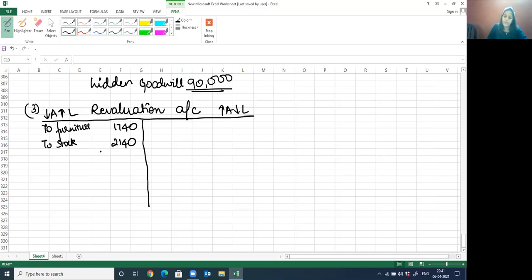Then provision is required for debtors. So to PDD. Now 5% of debtors equals 3500 minus opening is already given at 400. Therefore further you will make only 3100. Okay. Then provision also for outstanding wages. So to outstanding wages equals 3120.